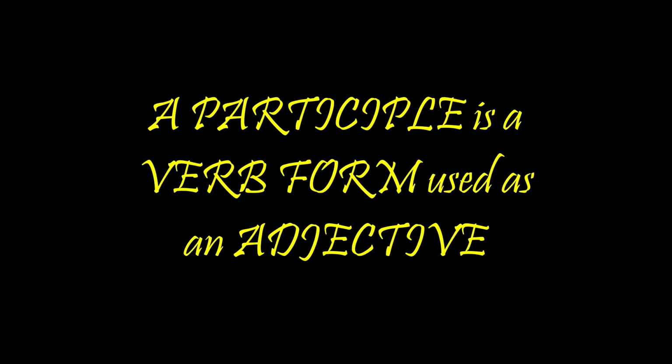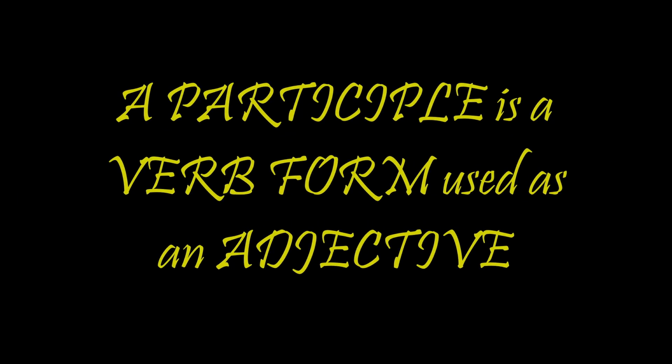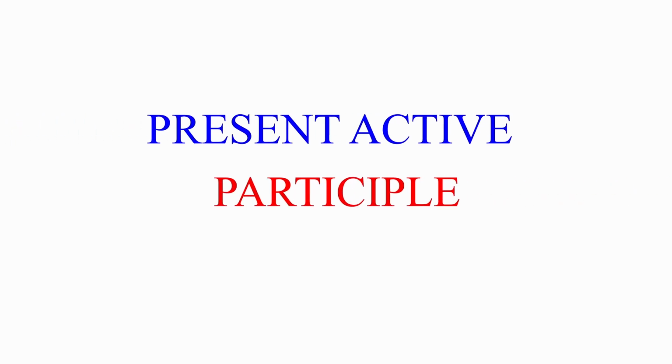All right. So it's fair to ask before we begin, what is a participle? Well, a participle is a verb form used as an adjective. And there are four different participles in Latin. Now, in English, we have two. And the first one corresponds pretty closely with the first Latin participle. It's called the present active participle.